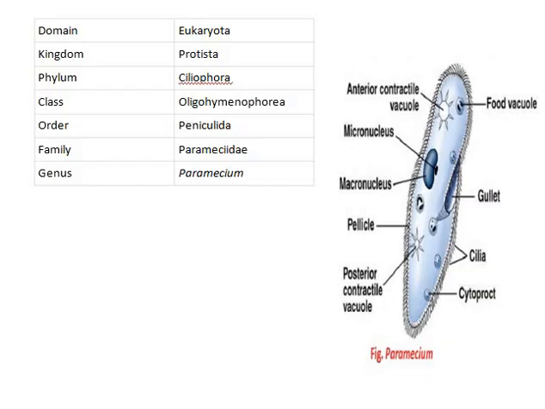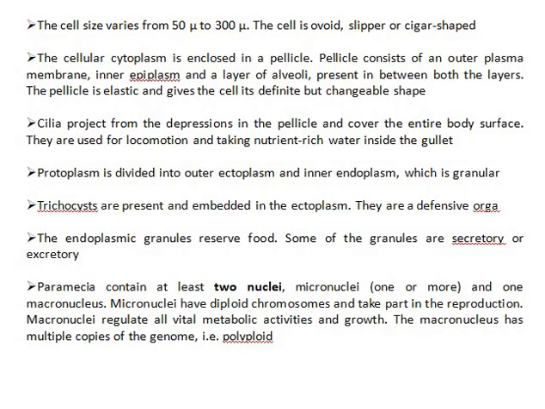So this is the classification of Paramecium: domain Eukaryota, kingdom Protista, phylum Ciliophora, class Hymenostomatea, order Peniculida, family Parameciidae, genus Paramecium. The cell size varies from 50 μ to 300 μ. The cell is ovoid, slipper or cigar shaped.